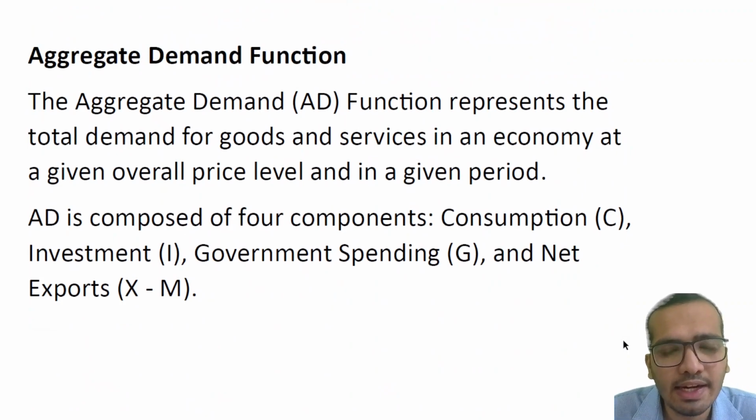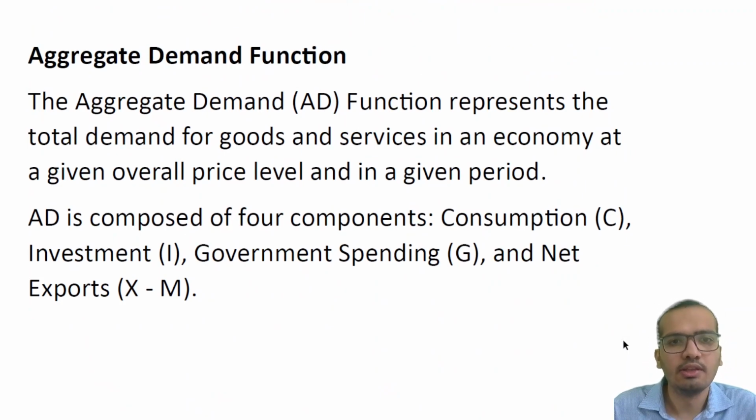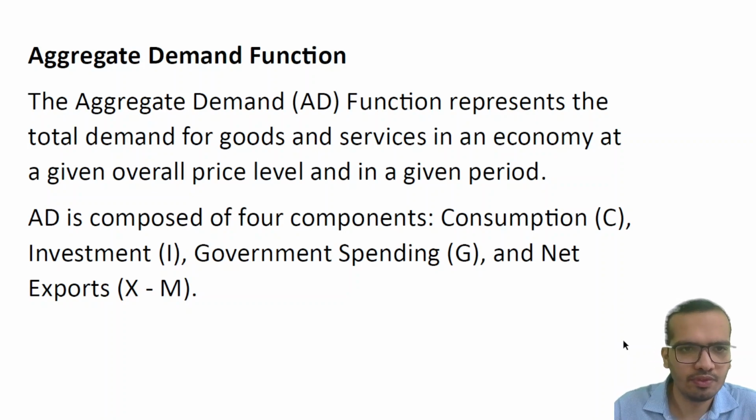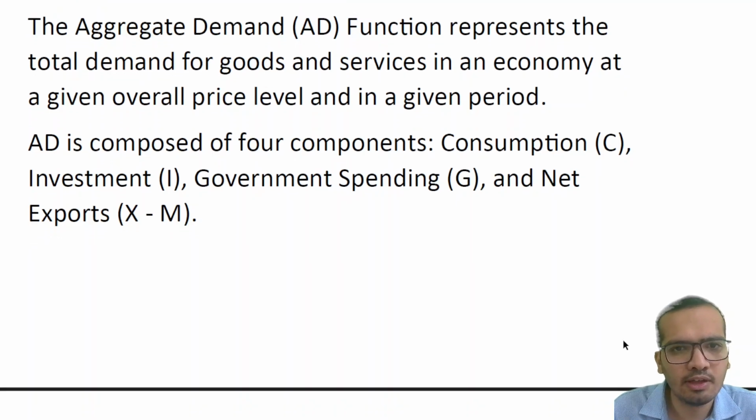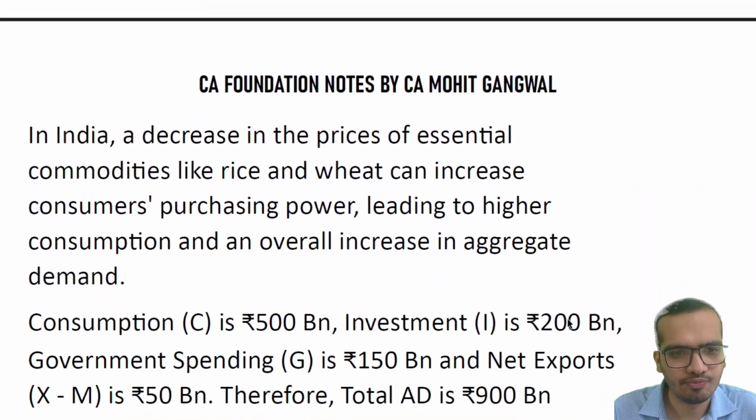Then comes the aggregate demand function. So the aggregate demand, AD, function represents the total demand of goods and services in an economy at a given overall price level in a given period. So AD is composed of four components. First is consumption, that is denoted by C. Second, investment, that is denoted by I. Third, government spending, that is denoted by G. And fourth, net exports, that is X minus M.